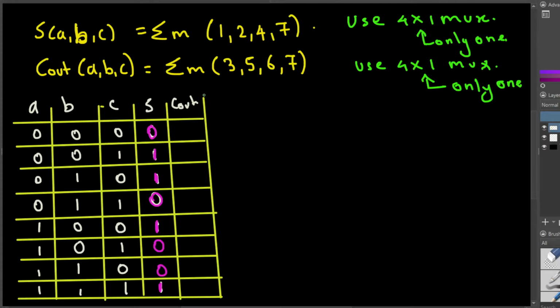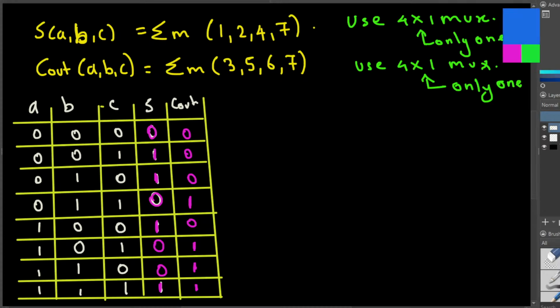Let's look at the carry out. Carry out is 1 at 3, so 3 is right here, and then 1 at 5, 5 is right here, and then 1 at 6, that's right here, and then 1 at 7, that's right here. Okay, so what we are going to do is design the sum and carry out with 4 by 1 muxes. Let's use the muxes right now.